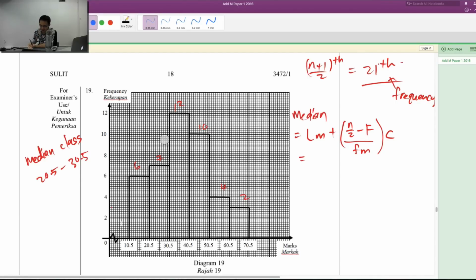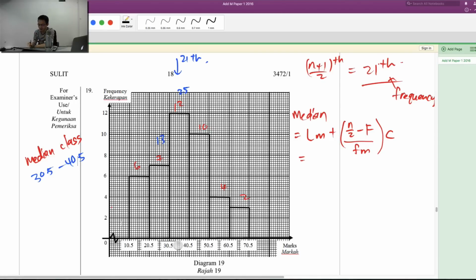This is 6. So this one over here will be 13. 13 plus 12 is 25. So from 13 to 25, 21 actually falls into this class. So this one is the median class. It's from 30.5 to 40.5. I thought you could straight away see the 21 here. That one is so wrong. I'm so sorry about teaching something wrong here.